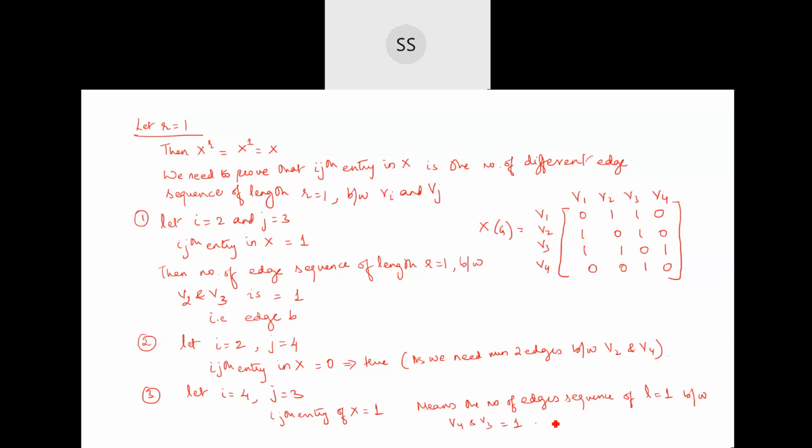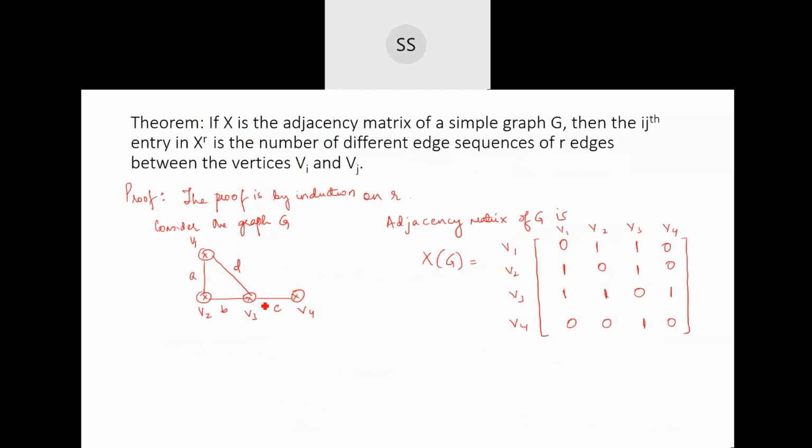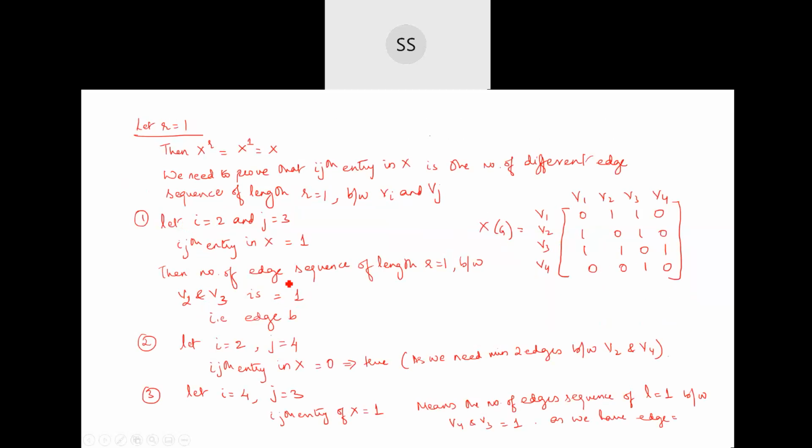Which is true, as the edge that we have is C. It is because the edge is equal to C. So that was for your R equal to 1. Now let us consider, you have to prove till R equal to 3.